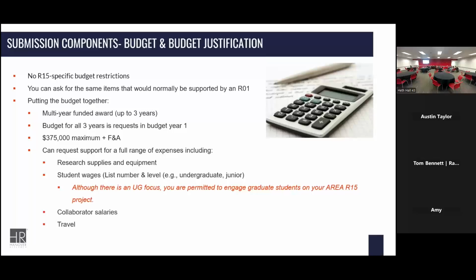So similar to your R01 request, if you pursued R01 before, ask for anything, including collaborator wages, collaborator salaries. If you're collaborating with someone at a different institution, you can pay them as well. You can pay other students. So graduate students, postdocs can be paid from R15 in spite of the undergraduate focus, right?